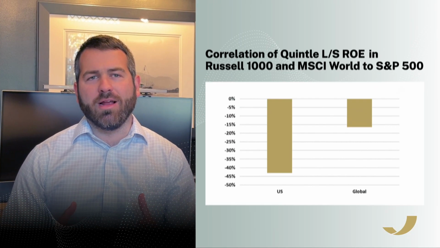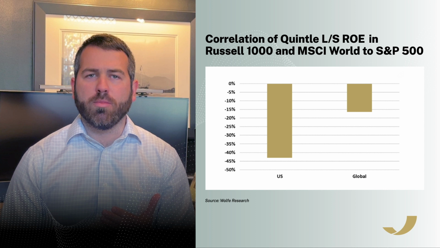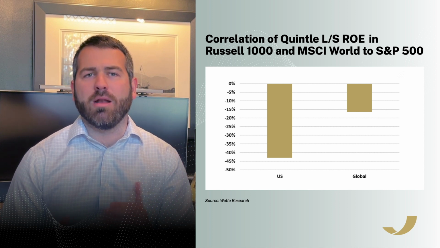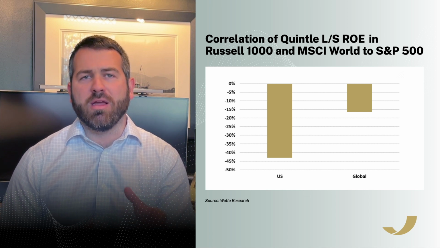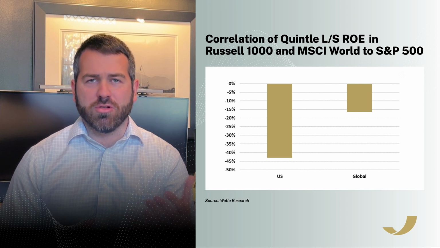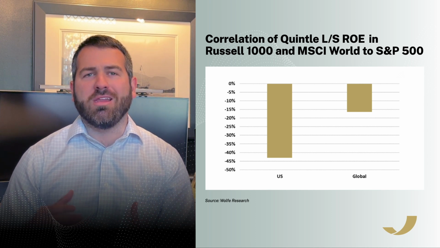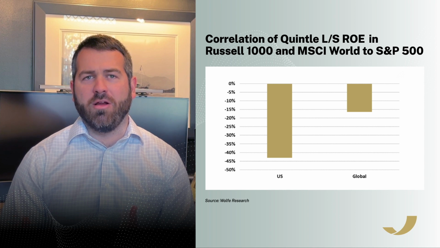Sticking with the ROE factor, we can see how a long-short portfolio of top and bottom ROE stocks in both US and global markets is negatively correlated to their respective long-only benchmarks, making it valuable not only as a return source, but also as an incredibly compelling diversifier to a broader portfolio. Lastly, how does the factor perform during periods of significant market drawdowns?